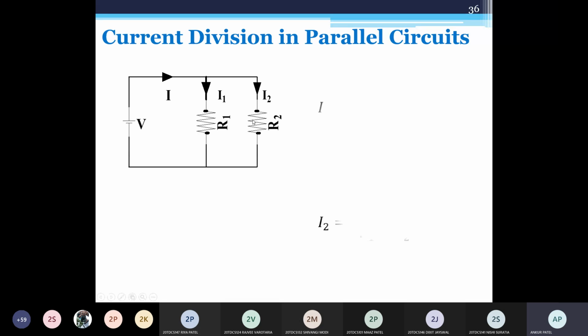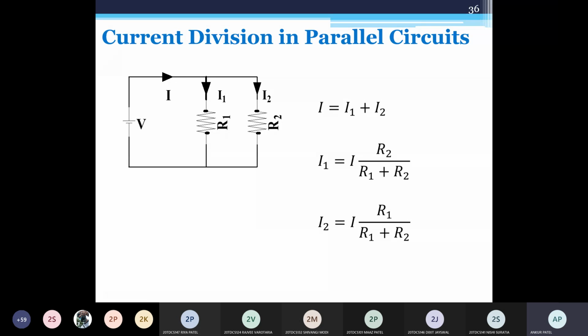Okay, this is the current divider rule that I already discussed, applicable in parallel circuits. You can see two resistors connected in parallel across the supply voltage. Suppose I want to find current I1, then I need to consider the opposite branch resistor, that is R2.